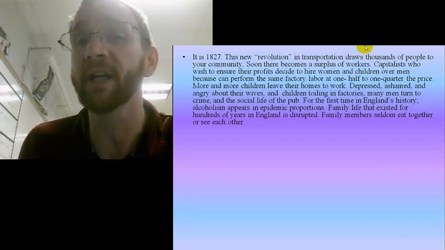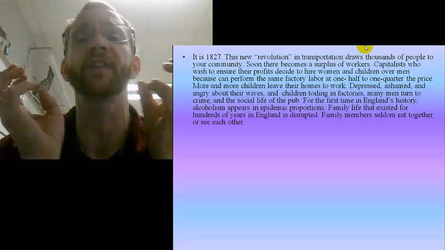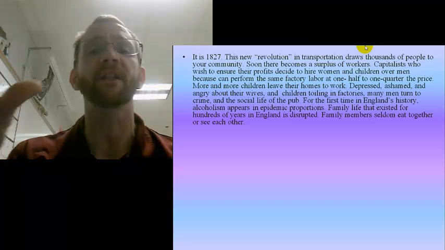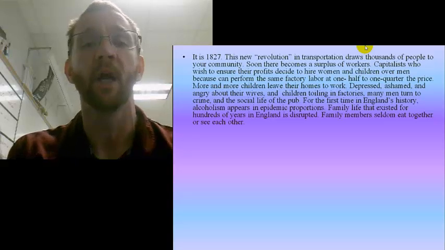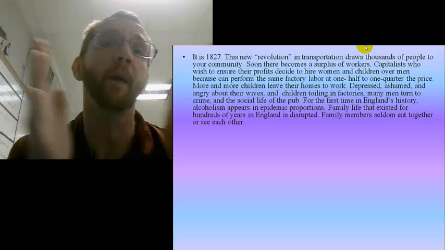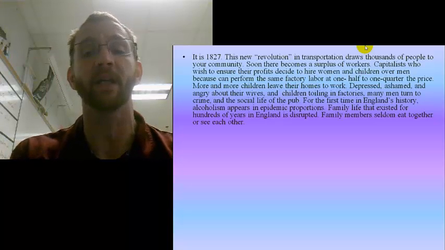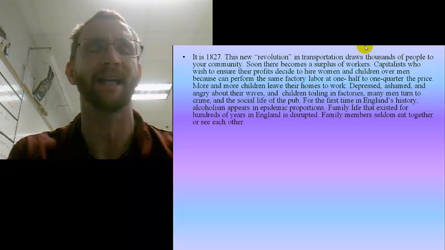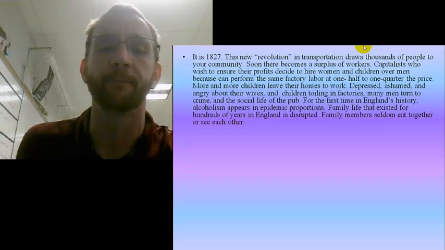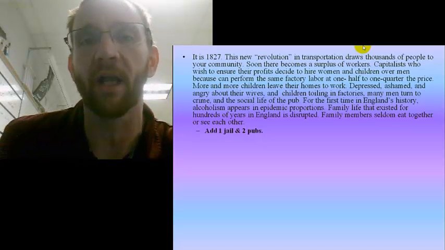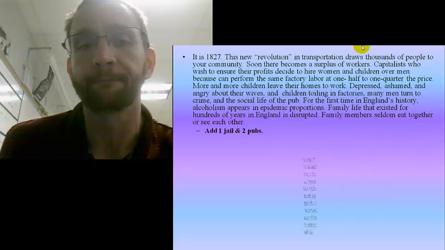1827, this new revolution in transportation draws lots of people to your area. Your town is booming. Everybody's coming there. Poor people, rich people, middle class, everybody. The problem is that more and more children and women are working. The men are ashamed because their wives are the breadwinners. The family unit begins to break down. Nobody's eating or drinking together. Nobody's sitting together as a family. Men are angry. You've got to add a jail and 2 pubs because these guys are drinking and they're going to jail.